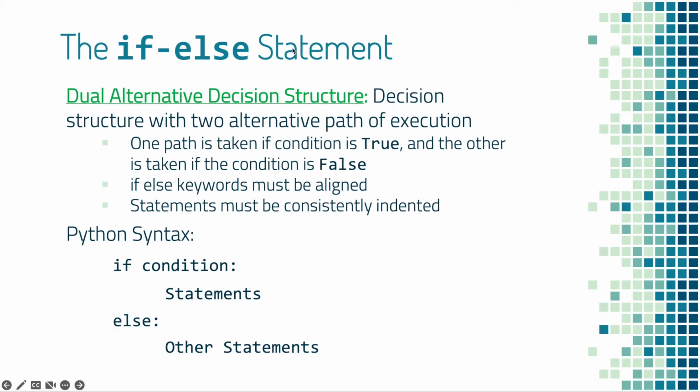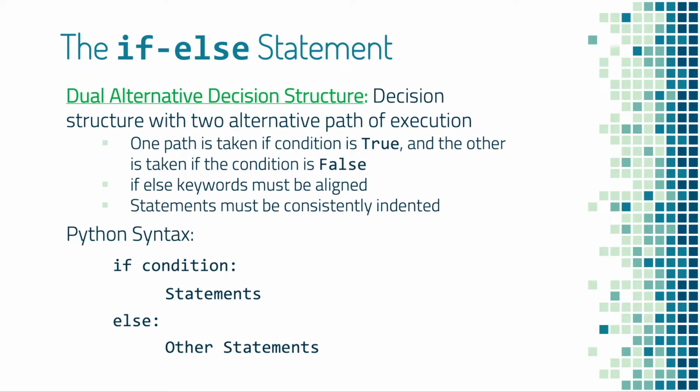All right, so if we know if statements now, we can actually move on to what's called if-else statements. So let's say you have an if statement, but if it's not that, we want to do something else. So that's what if-else statements are. They are called dual alternative decision structures. So the decision structures with two alternative paths of execution.